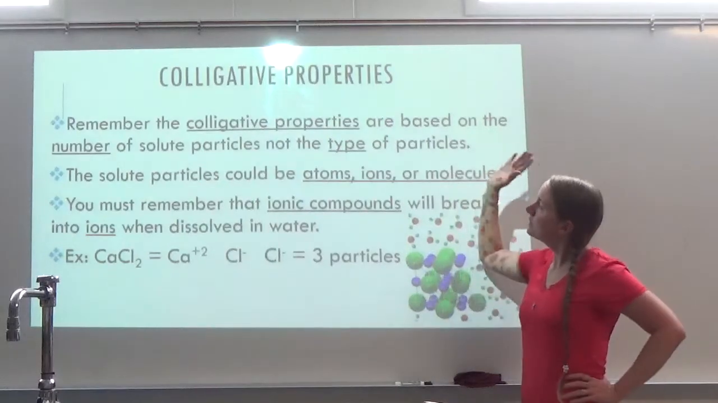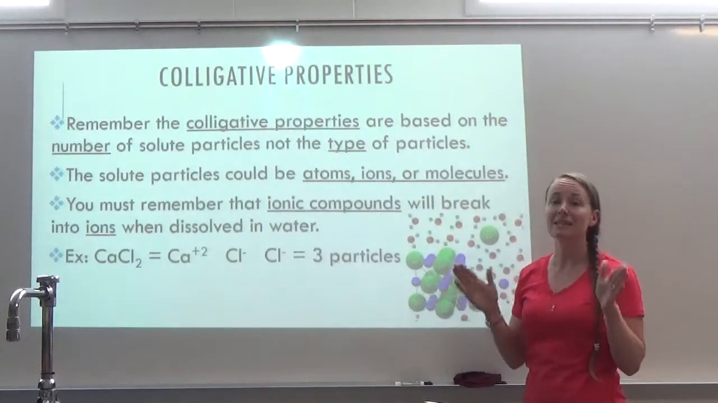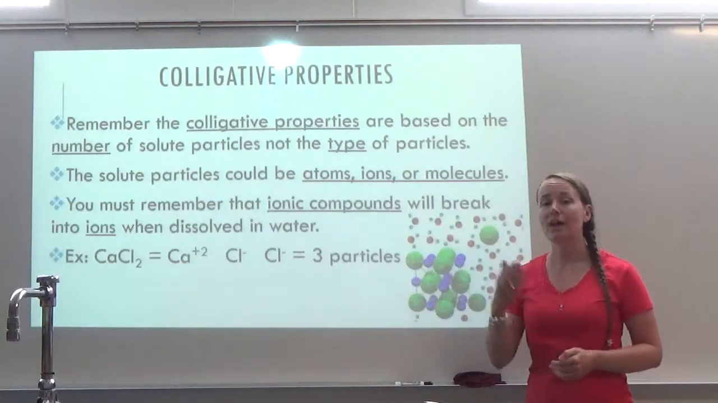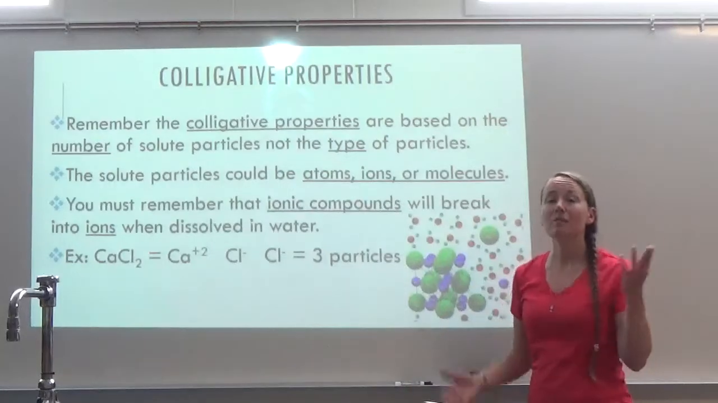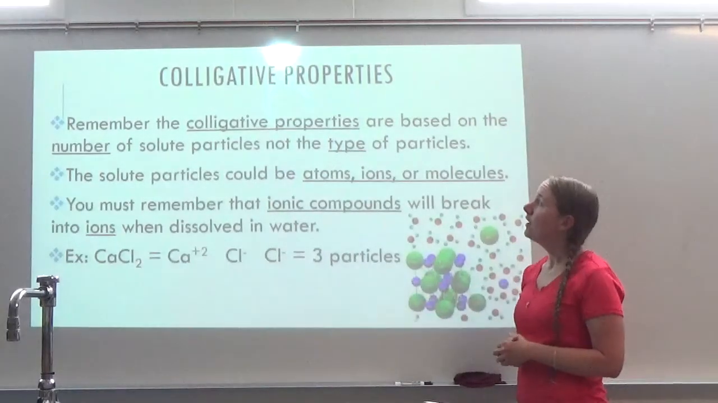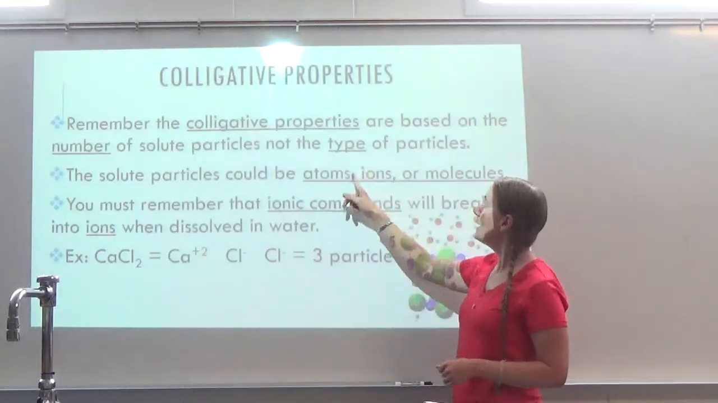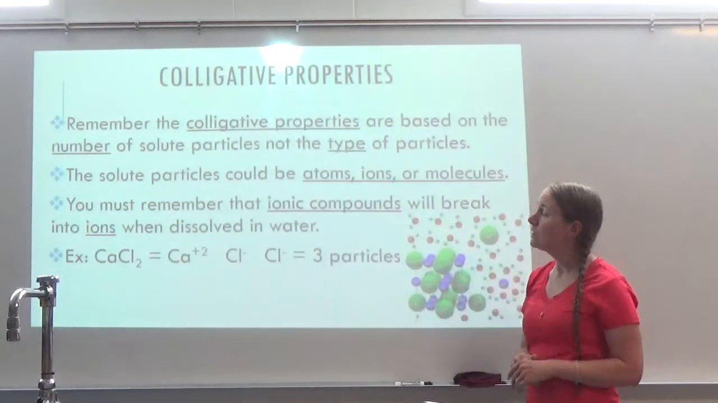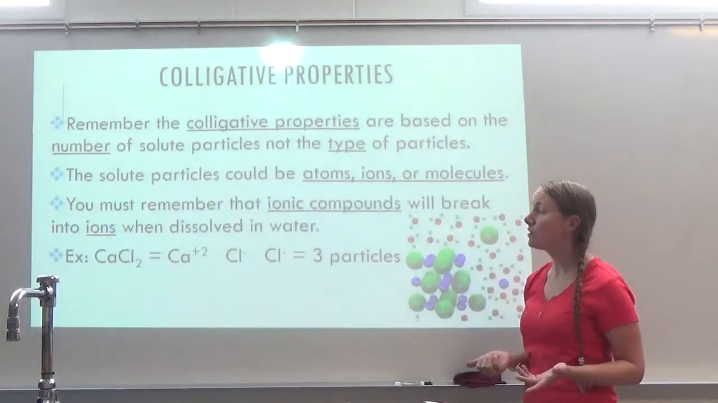All right, so remember, the colligative properties are based on the number of solute particles, not the type. So it doesn't matter if we have sodium ions, chloride ions, ammonium ions, it doesn't matter. It just depends on how many you have. So the solute particles could be atoms, ions, or molecules. You must remember that ionic compounds will break into ions when they dissolve in water.